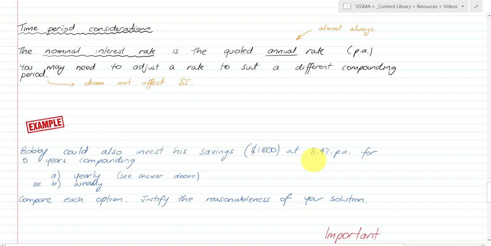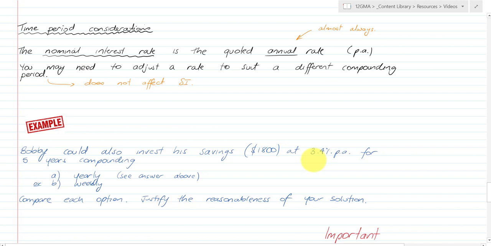Let's have a look. First of all, the nominal interest rate is the quoted annual rate. So you'll almost always be given a quoted annual rate. You'll be told your investment earns you 10% per annum. But you may need to adjust the rate to suit a different compounding period. There's no effect on simple interest, and I'm just going to tell you that as a statement.